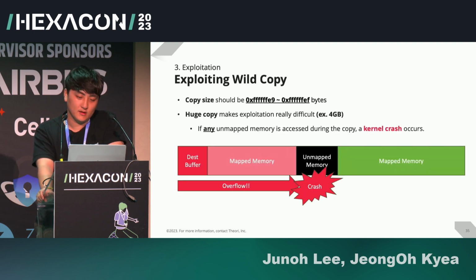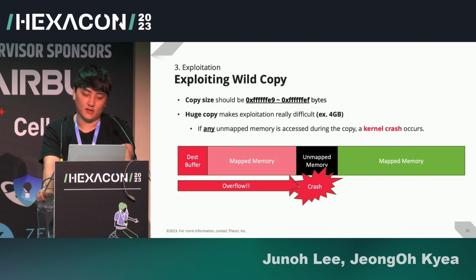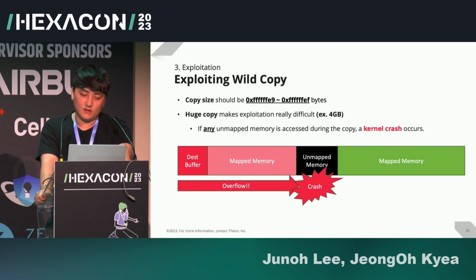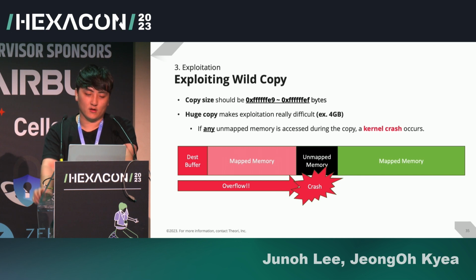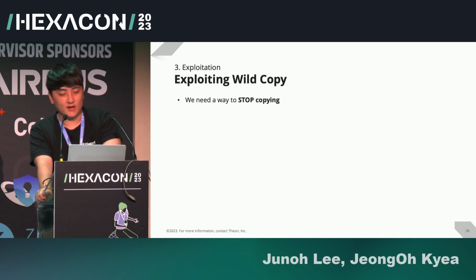Here comes the challenge. In this vulnerability, we need to copy extremely large bytes, and this huge copy makes exploitation very tricky. In Windows, unmapped memory is left after mapping a segment of a certain size. So if any of this unmapped memory is encountered during the copy, a kernel crash will occur. Our goal is to write a reliable exploit. Then we should avoid having a high probability of kernel crash. If so, we need to consider whether there is a way to stop the copying process in the Windows kernel.